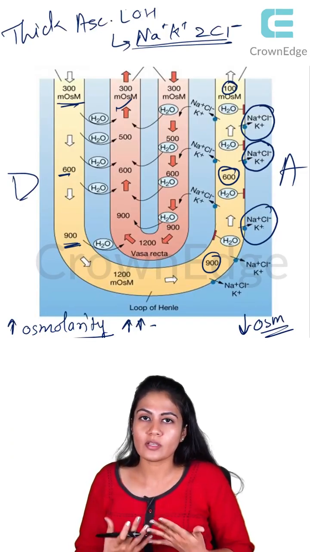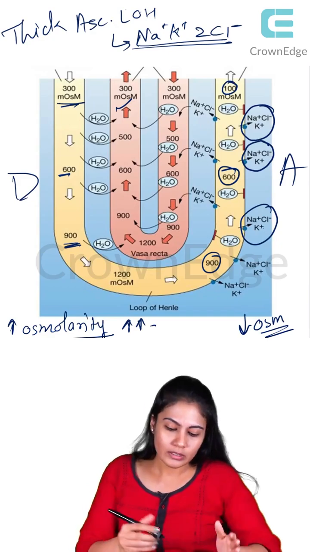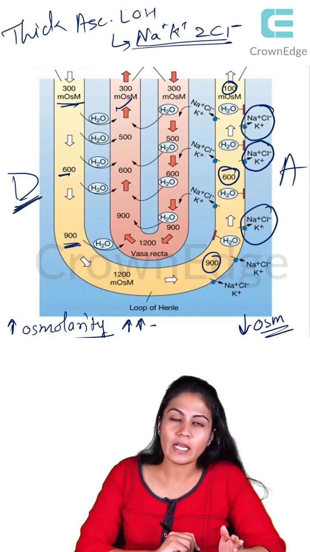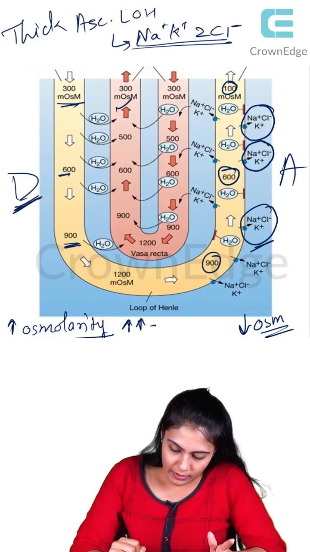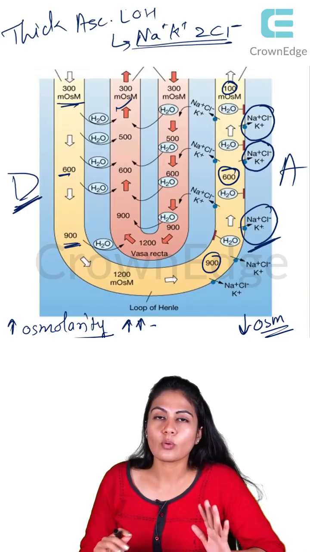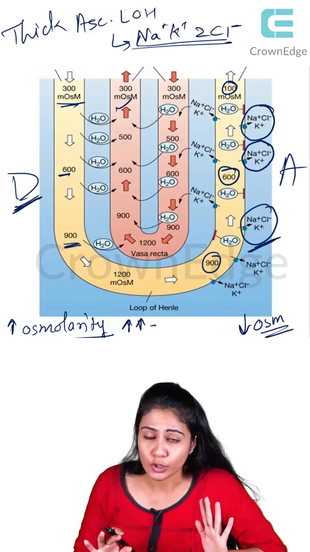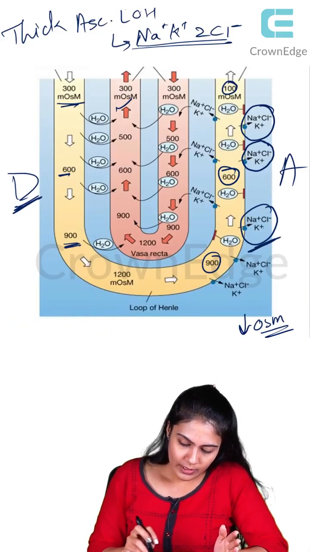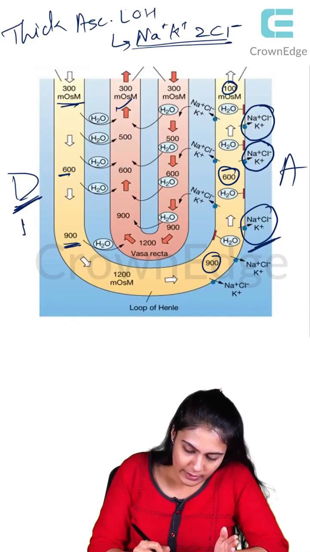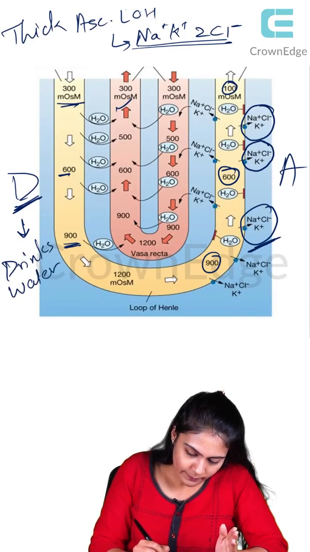But why are such things happening? Remember, the descending loop of Henle is permeable only for water, and the ascending limb of the loop of Henle is permeable only for solutes. How to remember? D for D. What do you mean by D for D? Descending loop of Henle drinks water. Remember that.